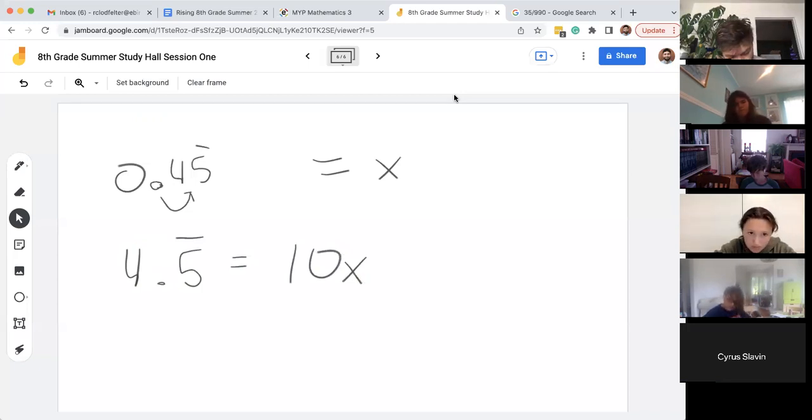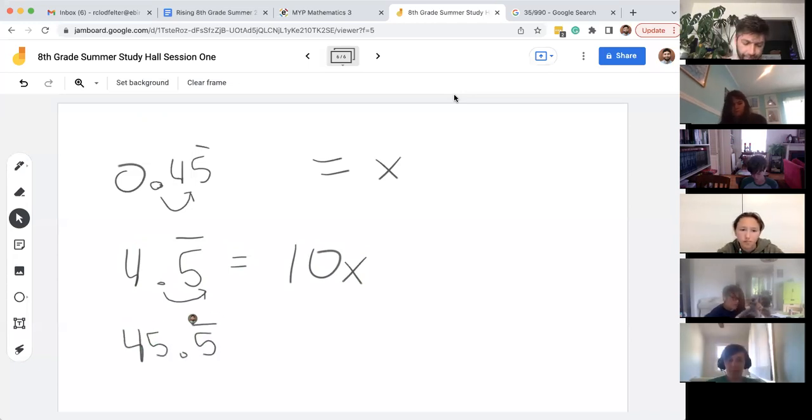I then need to multiply the number one more time to loop the repeating pattern, so that now a new loop of the pattern is right behind the decimal. In this case, that only requires multiplying it by 10 again, because there's just one digit in the pattern. So I now get 45.5 repeating forever. And that's going to equal 100x. All right, are we with me? I have 4.5 repeating forever is 10x. 45.5 repeating forever is 100x.